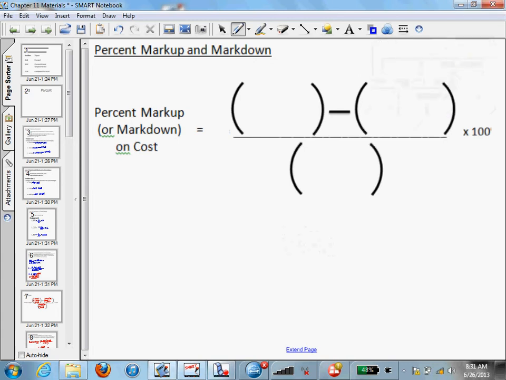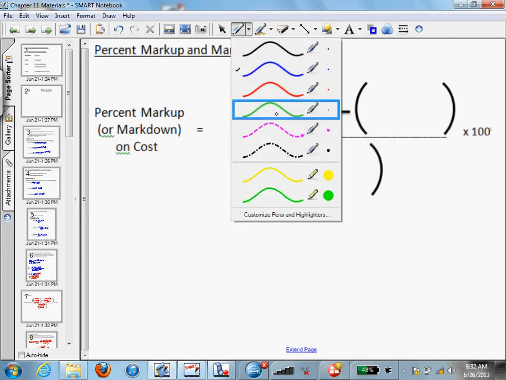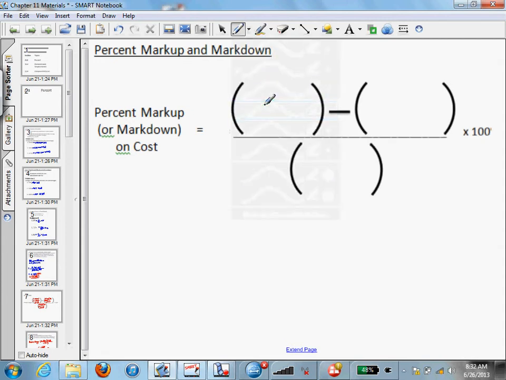Hello and I want to welcome you back to 11.1. This is going to be the second video covering percent markup, an example of that, and some additional word problems you might see in this chapter. So let's get started.